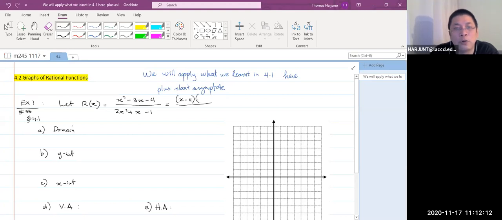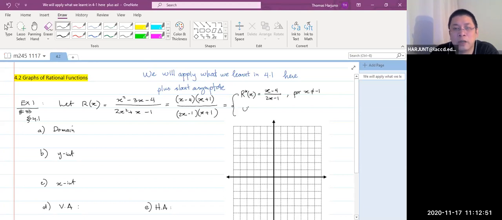Now at this point, if you don't know how to factor, I cannot forgive you anymore. You need to know how to factor. And then the denominator will be 2x minus 1 times x plus 1. So the simplified form will be (x minus 4) over (2x minus 1) for x not equal to -1.